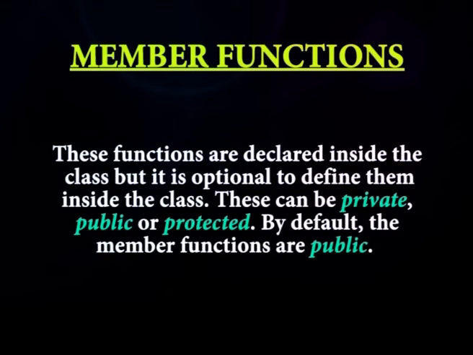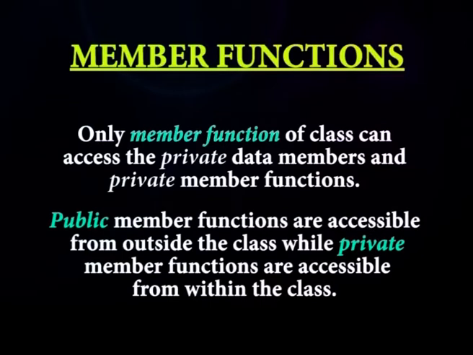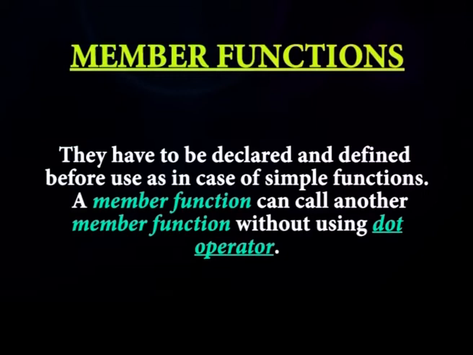These functions are declared inside the class, but it is optional to define them inside the class. They can be private, public or protected. By default, they are public. Only member functions of the class can access the private data members and private member functions. Public member functions are accessible from outside the class, while private member functions are accessible from within the class. They have to be declared and defined before use, as in the case of simple functions. A member function can call another member function without using the dot operator.